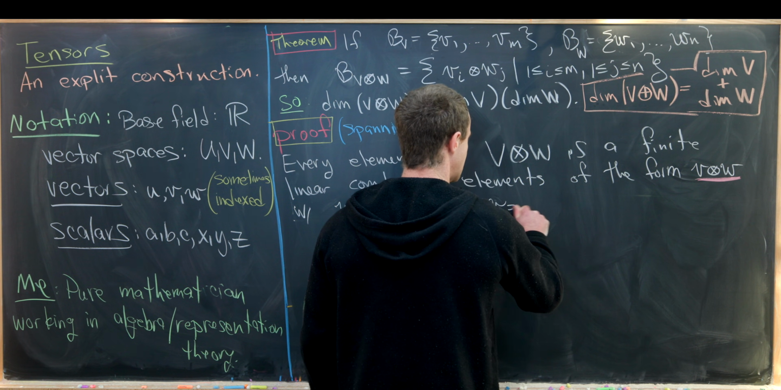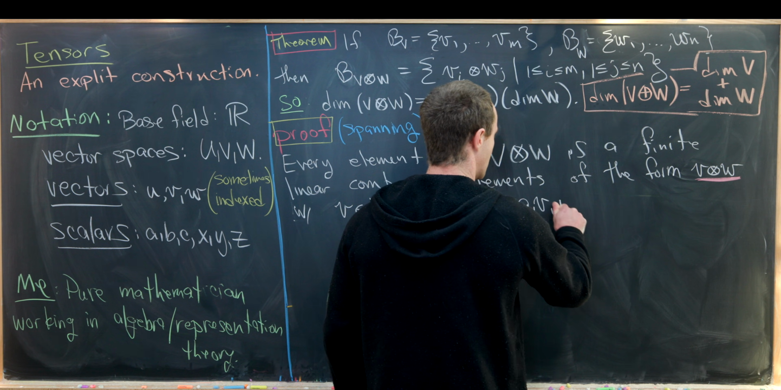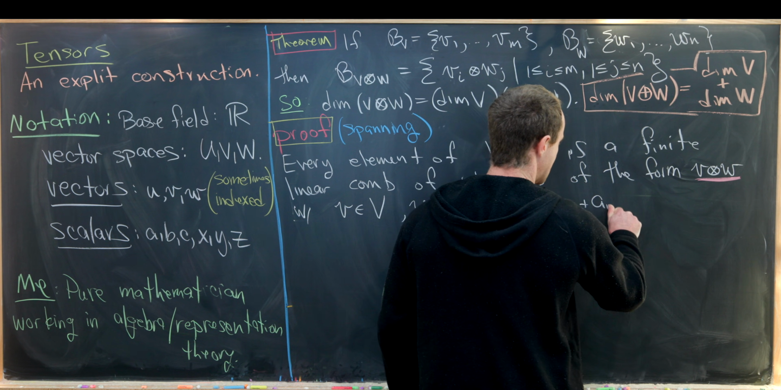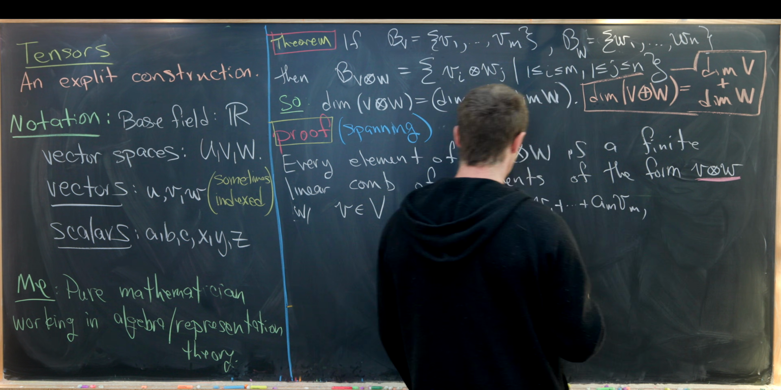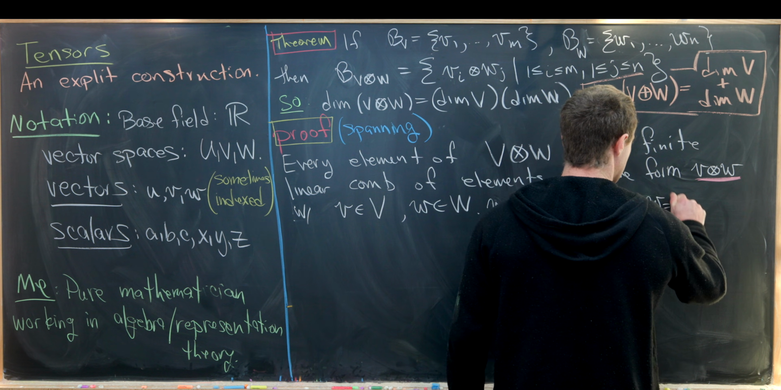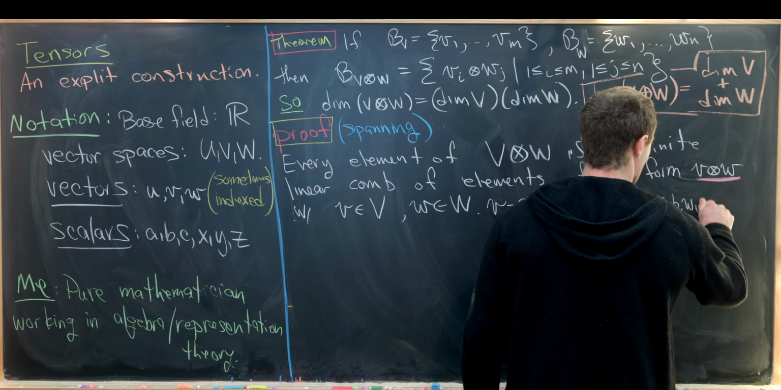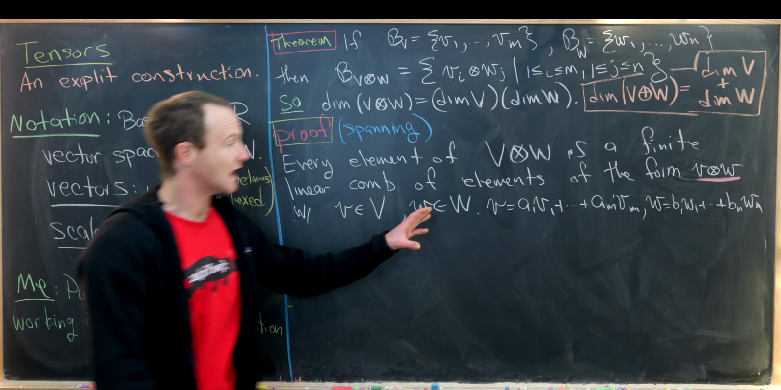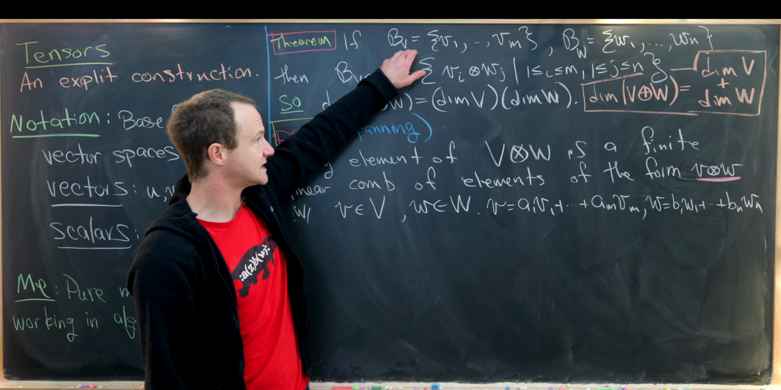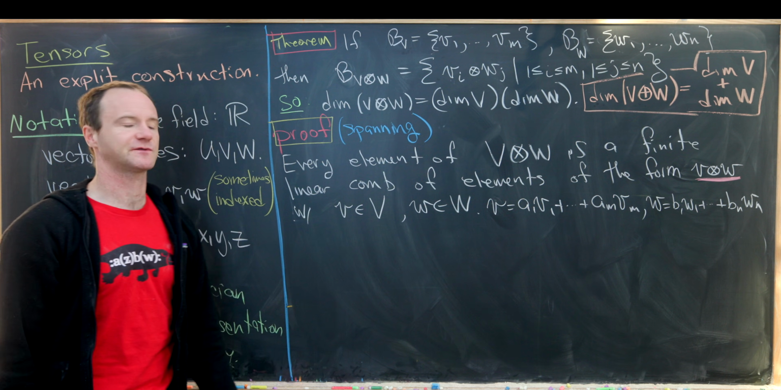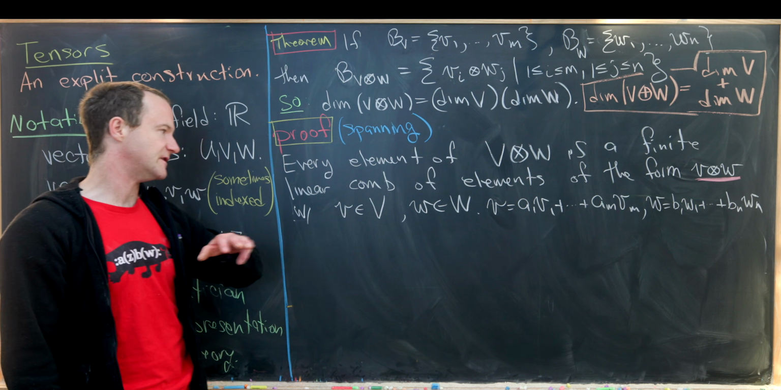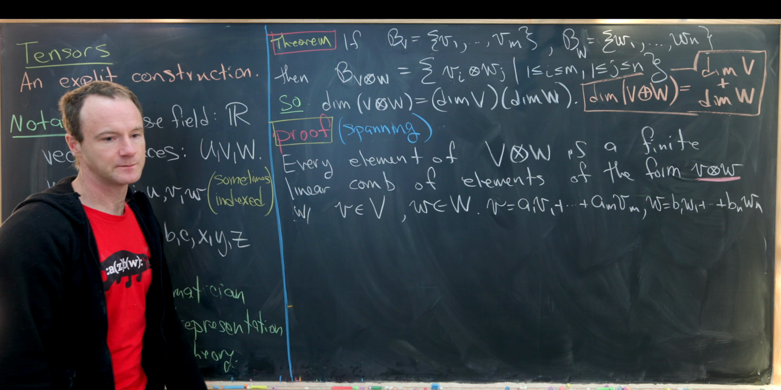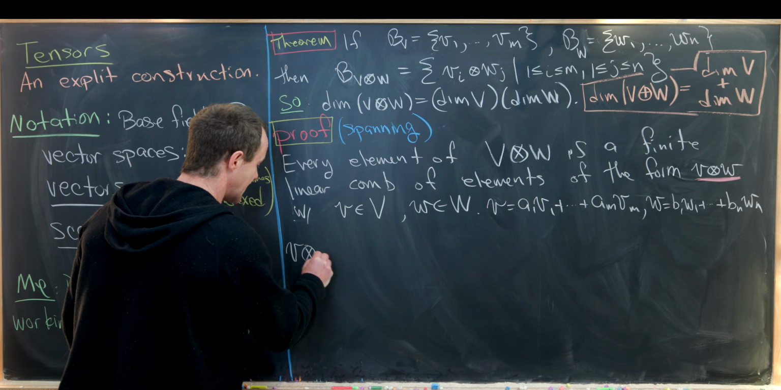So we can write V is equal to A1 V1 plus all the way up to AM VM. And then we can write W equals B1 W1 plus all the way up to Bn Wn. Again, that's because we've got a basis for vector space V and a basis for vector space W, and V is in V and W is in W. So now we can take V tensor W.